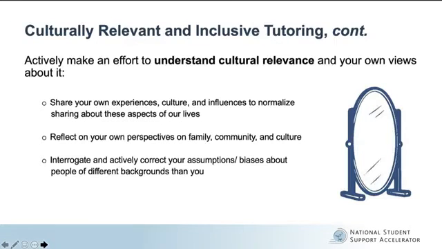In order to cultivate your own understanding of cultural relevance and to normalize being open about our backgrounds, share about your personal culture, experiences, and influences. Additionally, reflect on your own perspectives on family, community, and culture, and interrogate the assumptions and biases that you may have, while consciously correcting yourself on these behaviors.